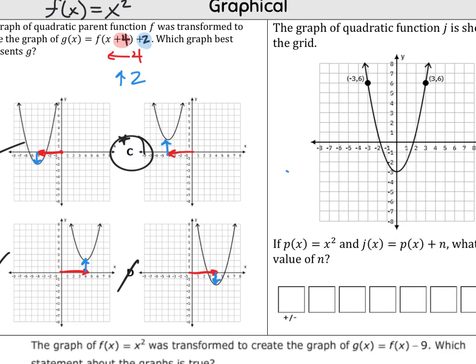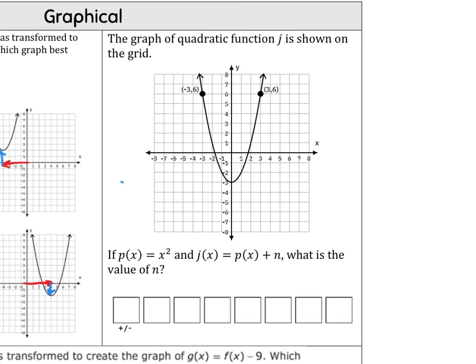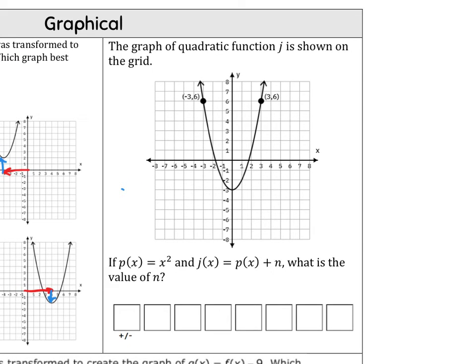Okay, this next one is interesting. They've written a question like this on the last few STAARs, so we're probably going to see one like this, which is nice that we know this. It says the graph of the quadratic function j is shown on the grid. There's j. It's a parabola, a happy parabola. If p of x is equal to x squared, that means this is the parent function. So I'm going to fake draw the parent function in because I know it's right here. There's my fake parent function. And j, which is what's graphed here, is p of x plus n. What is the value of n?